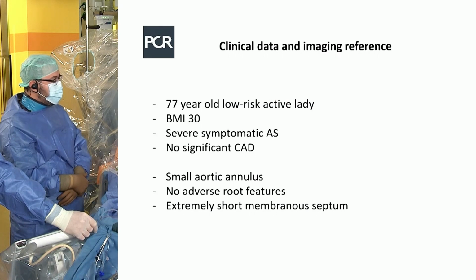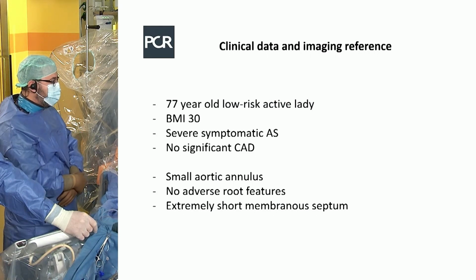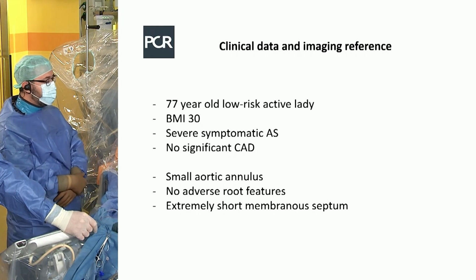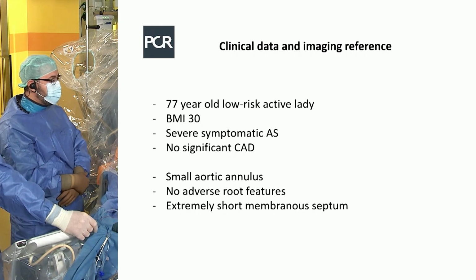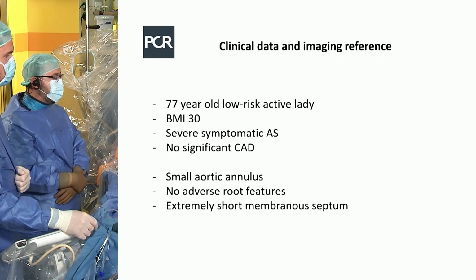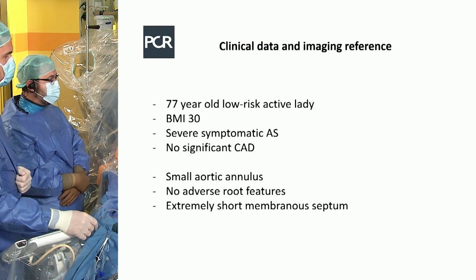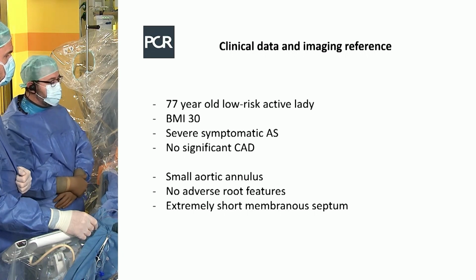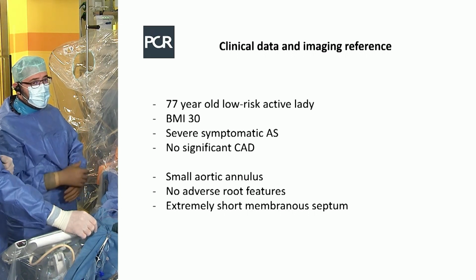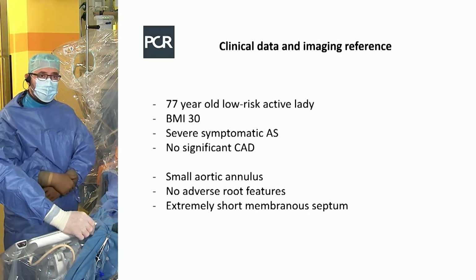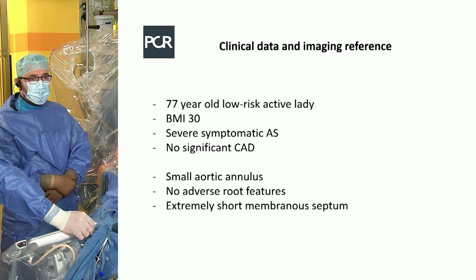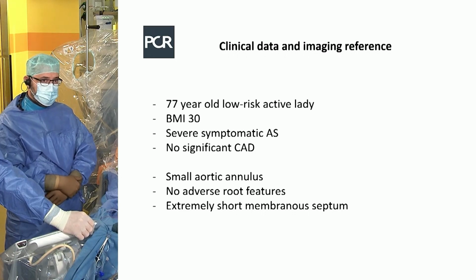And to summarize, and maybe afterwards we go to the panel discussion, this is a 77-year-old low-risk active lady. She has a body mass index of 30. She has severe symptomatic AS, no significant coronary artery disease. And when it comes to her anatomical characteristics, she has a small aortic annulus. She has no adverse root features, but she has an extremely short membranous septum. And I think this is where we may stop for a while and discuss potential options, and then return to the case.